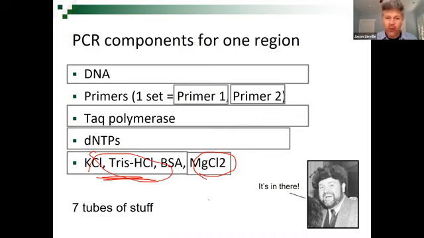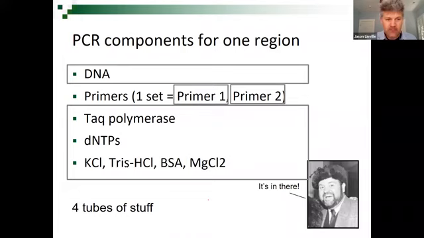Okay, so one way to set up this reaction is to get out 7 tubes of stuff, calculate how much of each of those things we need into our reaction, and then it's just squirt, squirt, squirt, squirt, squirt, squirt, squirt. Was that 7 times? Hopefully. And it's in there.